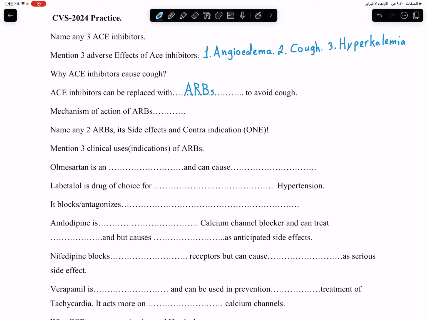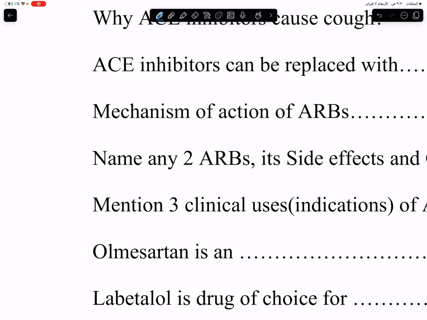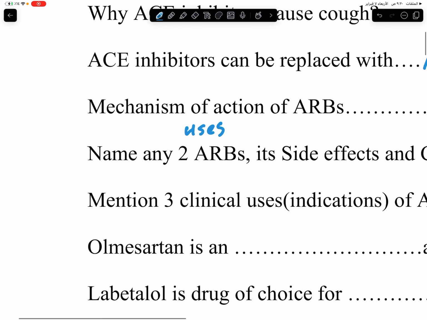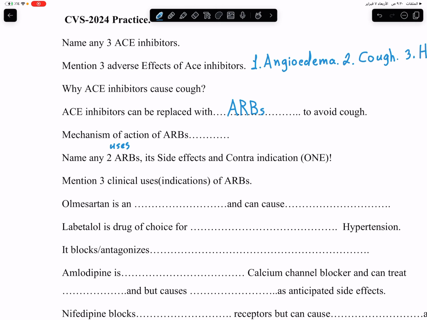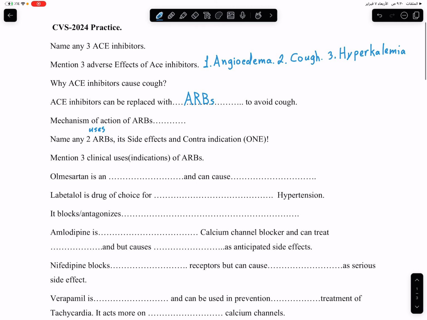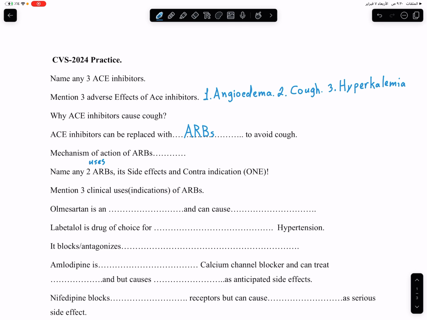Okay. Name any two ARB uses. First one, uses. Where do we use it? In replacement to the ACE inhibitor. That is not the use, because you mentioned where we use it.